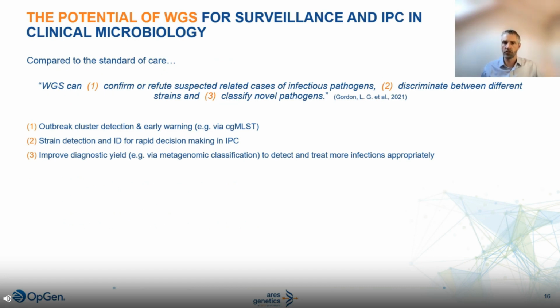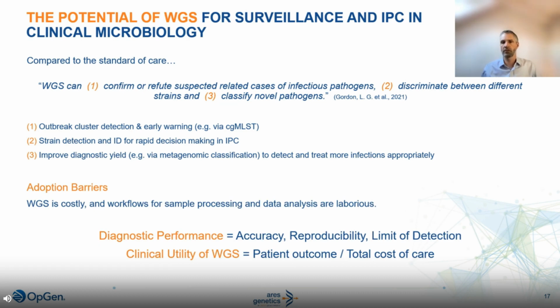Now let's revisit how WGS can assist us in the fight against AMR. Here a quote by Louisa Gordon, David Patterson, Patrick Harris and co-workers, the authors of a study that we'll take a closer look at in a minute. The authors state that when compared to the standard of care, whole genome sequencing can confirm or refute suspected related cases in infectious pathogens. In other words, it can detect outbreak clusters and provide an early warning. It can discriminate between different strains, which in other words allows for better patient management by the infection prevention and control teams. And finally, whole genome sequencing can classify novel pathogens, which in turn improves the diagnostic yield, potentially leading to more detected and appropriately treated infections.